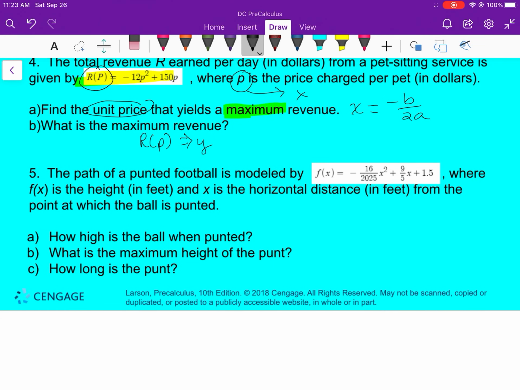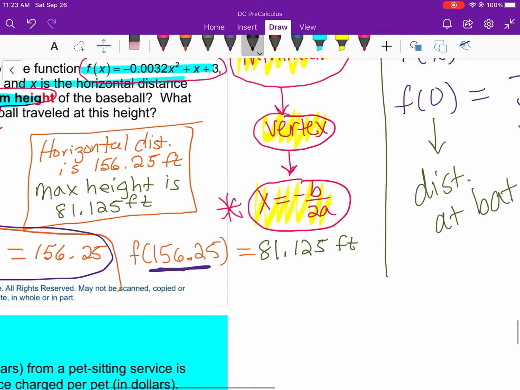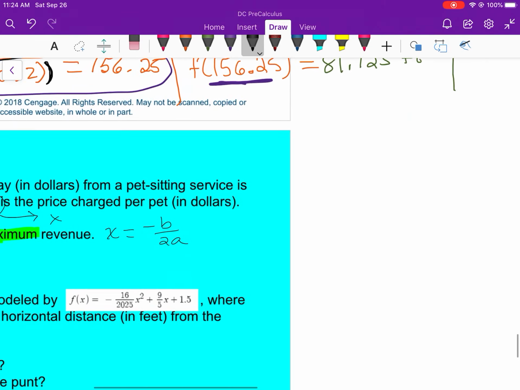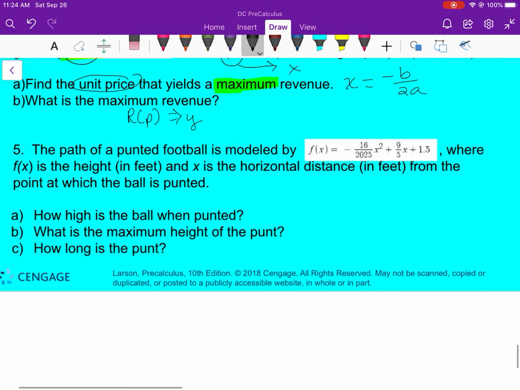This one, just like the baseball problem, but there's a little bit of a twist. How high is the ball when it's punted? So before it even starts traveling, how high off the ground is the ball? So think about that in terms of what we looked at over here with the initial height of the ball when it was hit. Same correlation. What is the maximum height of the punt? All right, f of x is the height. So this one's asking you to find y. How do you find y? You have to find x first. You find x by doing negative b over 2a.